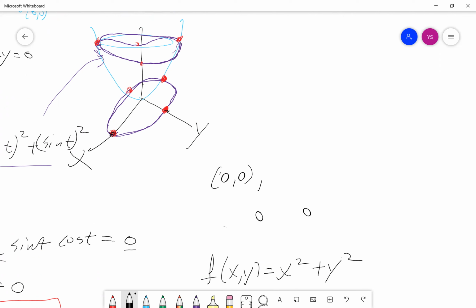Yeah, so this point over here is going to be the point (4, 0). Then the next one is the point (0, 1), (-4, 0), and the point (0, -1). Yep. Okay, any other questions?